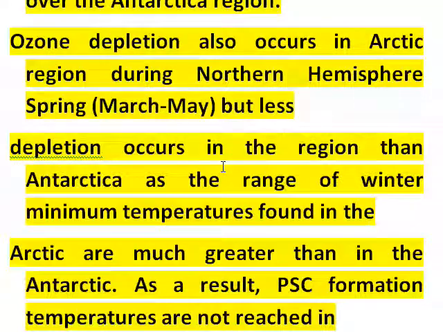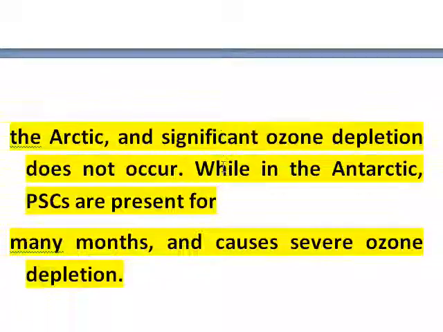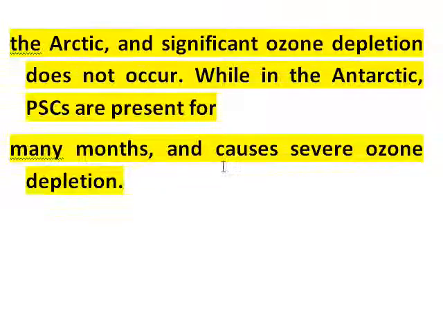Ozone depletion also occurs in the Arctic region during northern hemisphere spring, March to May, but less depletion occurs there than in Antarctica, as the winter minimum temperatures found in the Arctic are much greater than in the Antarctic. As a result, PSC formation temperatures are not reached in the Arctic, and significant ozone depletion does not occur. In the Antarctic, PSCs are present for many months, which causes severe ozone depletion.